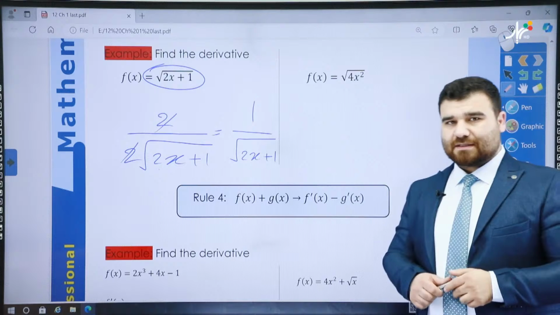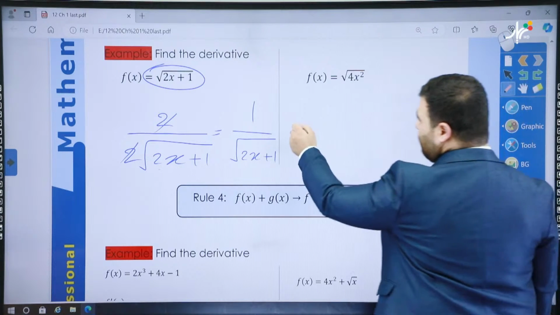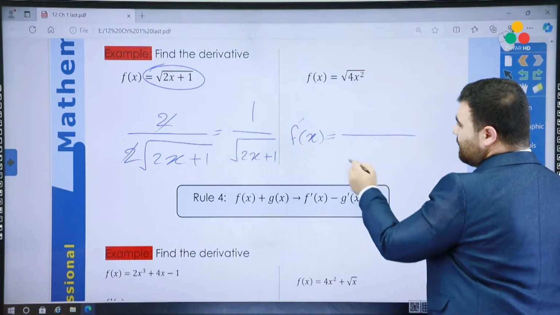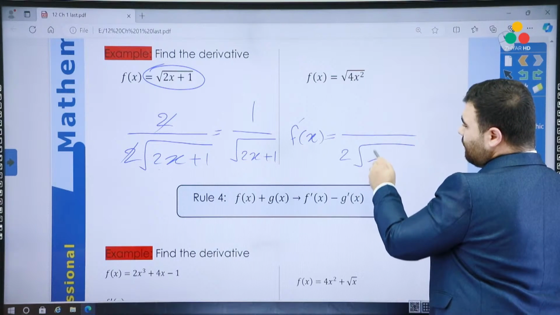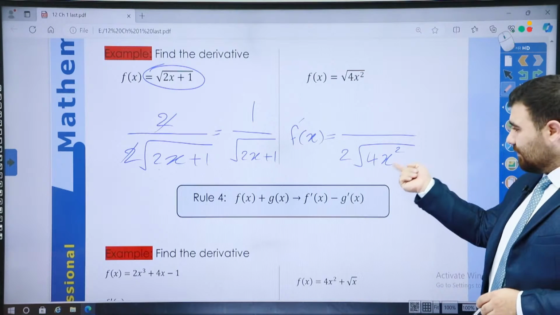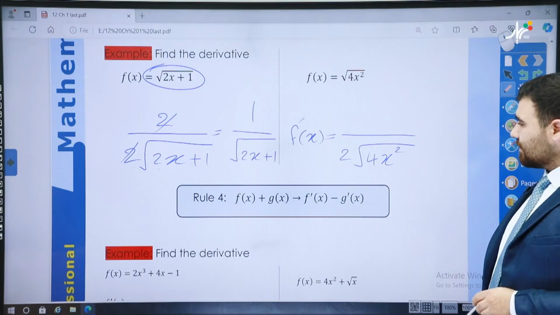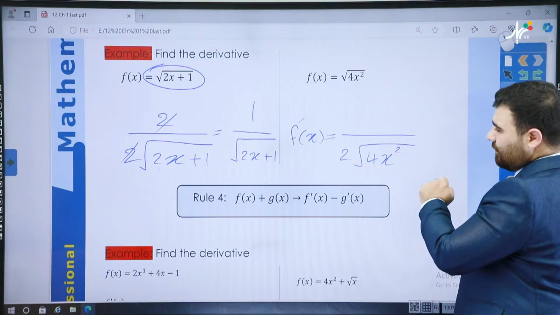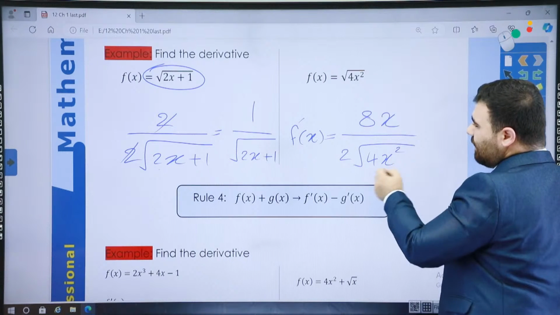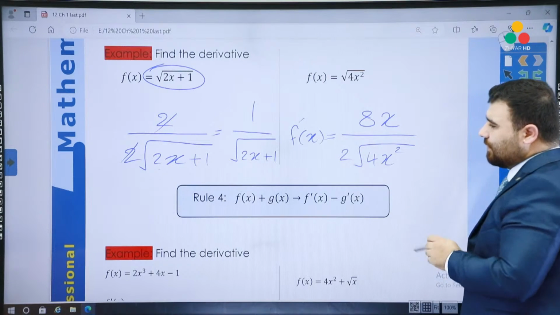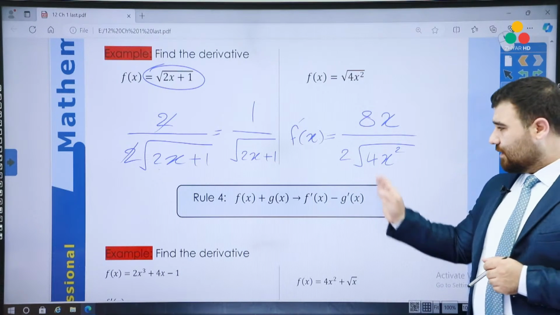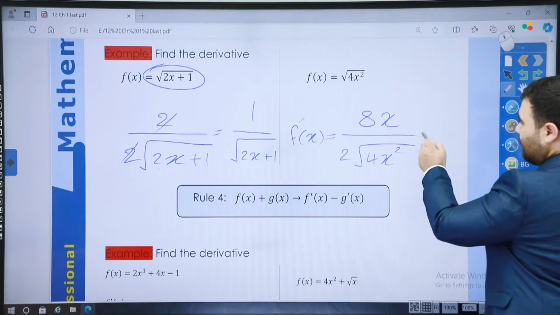F is 4x squared. As we said, f prime of x will be a fraction, 2 times the square root of 4x squared. And what we should write up is the derivative of inside. What's the derivative of 4x squared? 2 goes to the front. It will be multiplied with the 4. That will be 8x. There is simplification between 8 and 2. So this 4 under the square root also can go out.